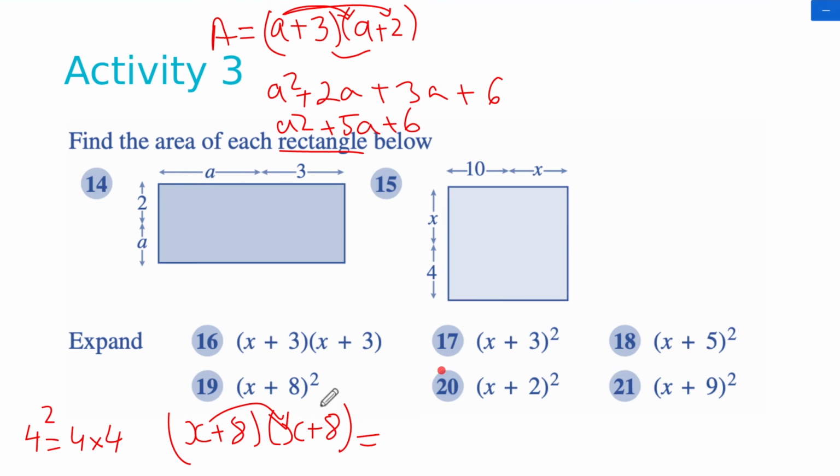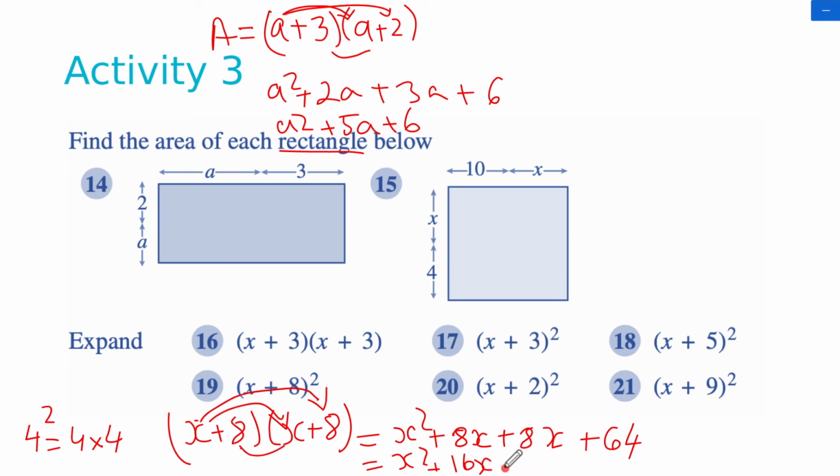You can do your little grid somewhere. You need to have your own book for this. So you can do x squared plus 8x plus 8 times x is 8x plus 64. Okay, and then you collect these like terms, and x squared plus 16x plus 64. And that's how you do these types of questions.